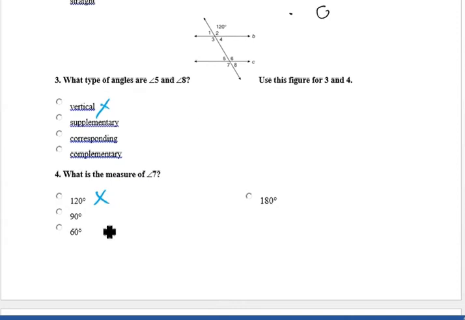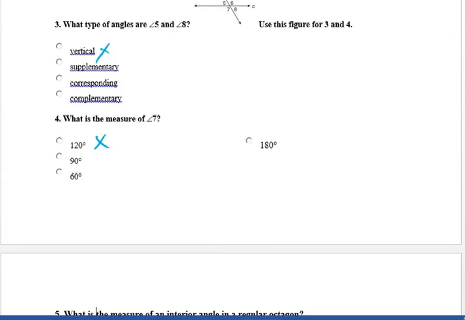And 7 and 2 are also exterior alternate angles. So they're the same, just like 8 and 1 are the same. And interior alternate angles are the same, just like 5 is the same as 4 and 6 is the same as 3. Alright, more information than you needed, but it doesn't cost anything.